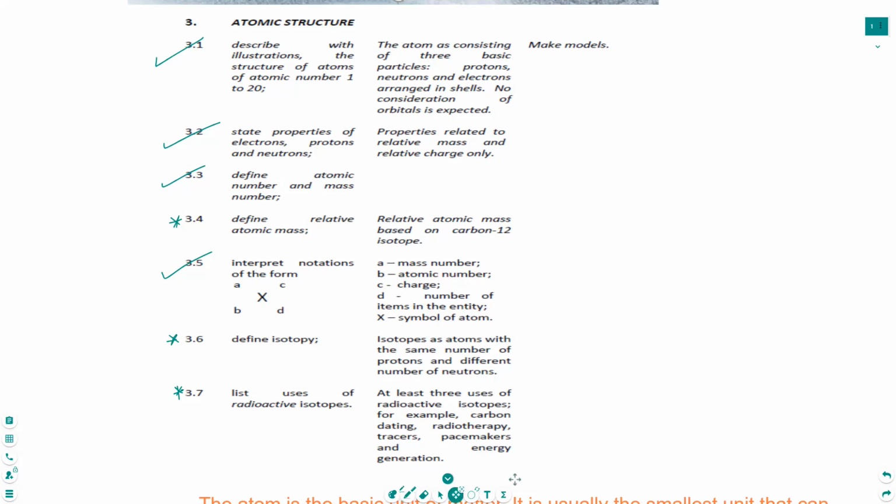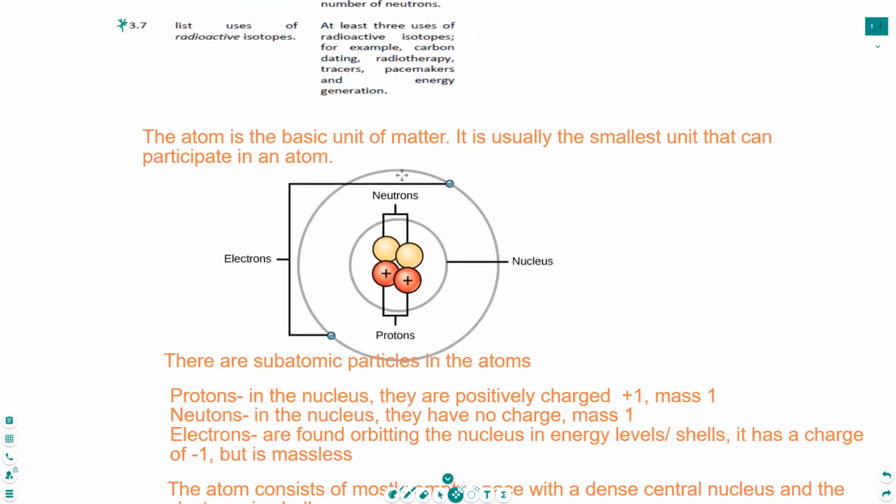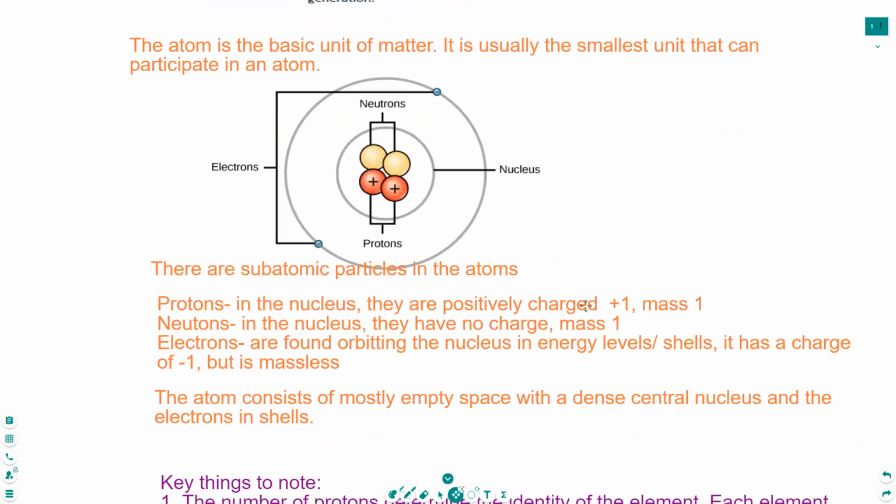But as I said, we spoke about the atom, that it was this basic unit of matter, that it does contain neutrons and protons in the nucleus, and that it has electrons orbiting the nucleus on the shells or in energy levels, and that these particles are called subatomic particles. We have the protons, we have the neutrons, right?